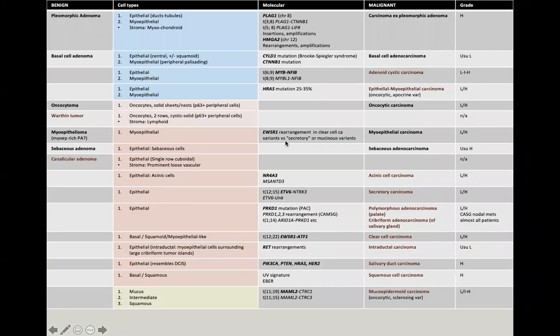This is a chart of all salivary gland neoplasms that highlights my global concepts about them. How many are composed of one cell type, two cell types, and three cell types? What are their genetics? Do the benign tumors have a malignant counterpart? And what is the usual grade of that malignant counterpart? Because not all have a benign counterpart, as you can see, and not all benign have a malignant counterpart.